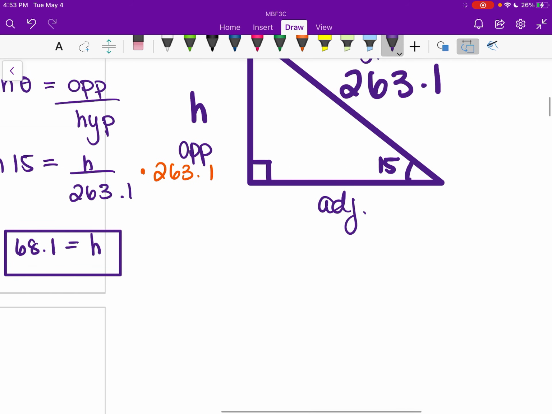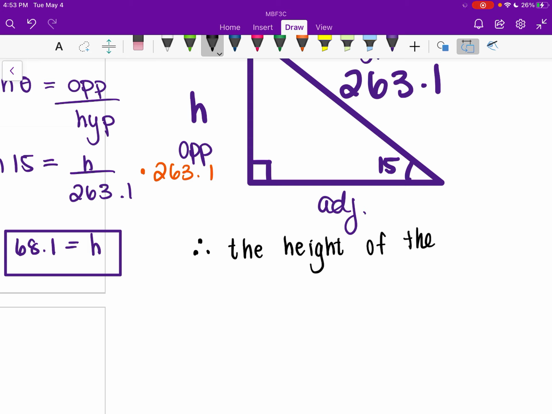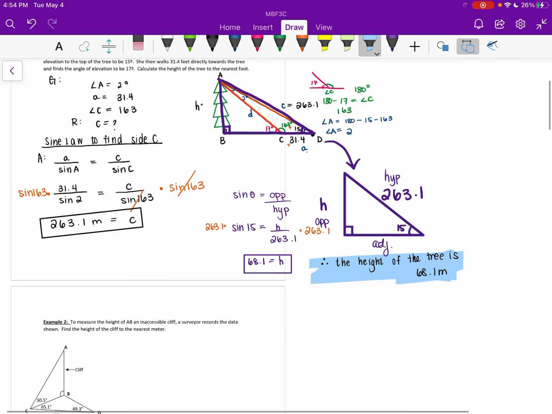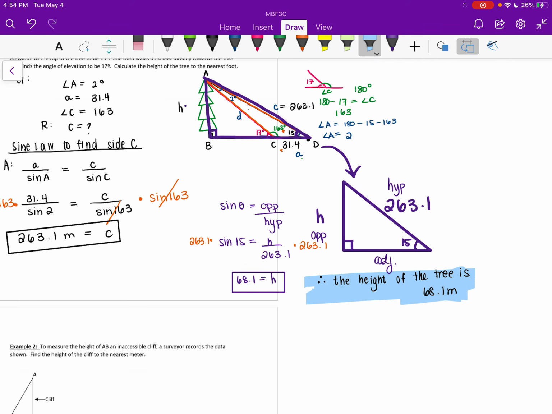So always write your therefore statement, and I'm going to write it in the black marker: therefore the height of the tree is 68.1 meters. Right, and this is why that diagram is important to draw, and you need to know how to draw the diagram, because without the diagram you wouldn't be able to solve this problem.